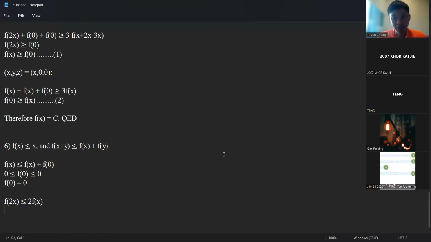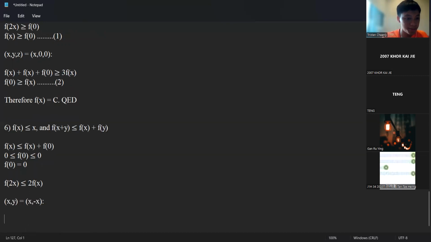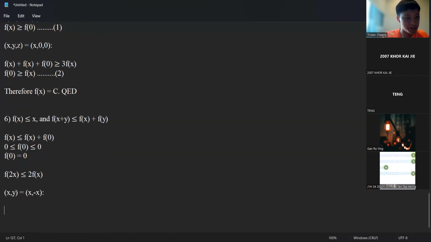Yes, so the following comments are all about taking x and minus x and then finding the symmetry, right? So let's put y equals minus x. Then f(0), which is 0, less than or equal to f(x) plus f(-x).